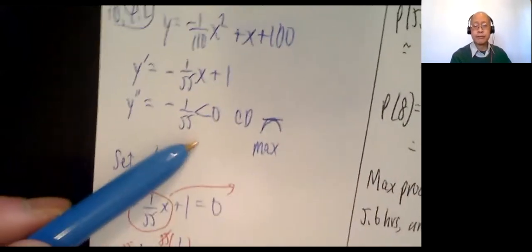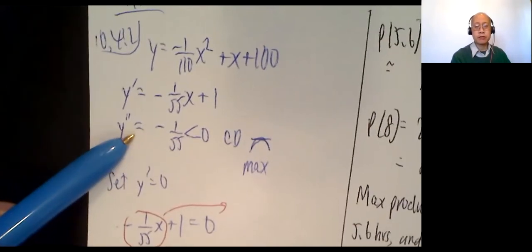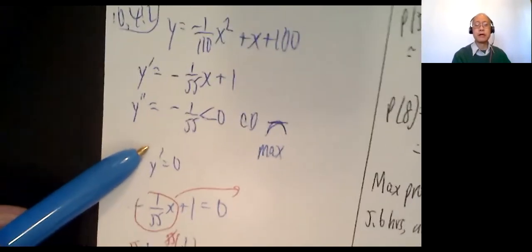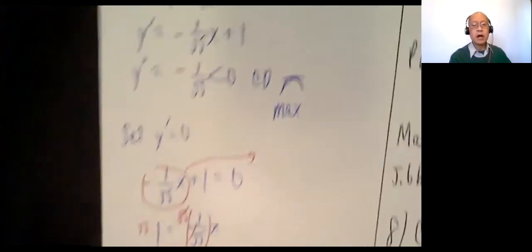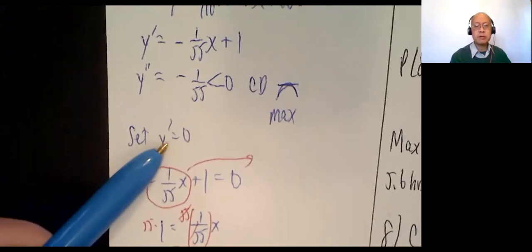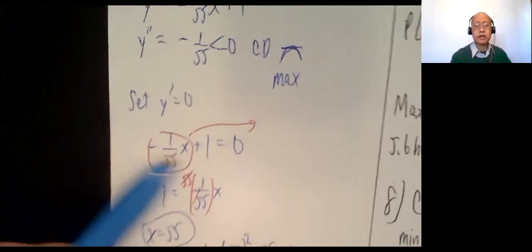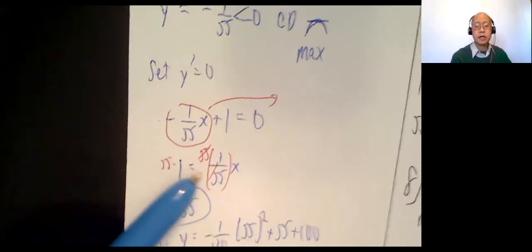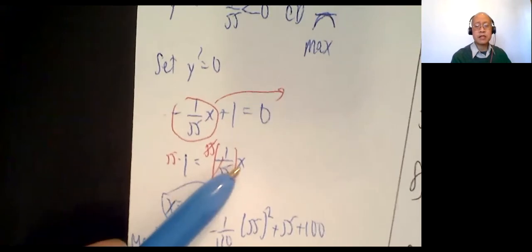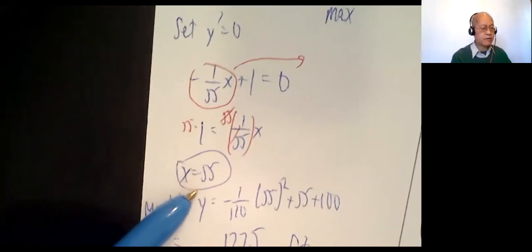But you're supposed to prove it. The way you would prove it for these word problems quite often is to do the second derivative, although you could still do the first derivative test if the second derivative is too difficult. Okay, I think one of the problems that we have later involves that. All right, set y prime equal to 0. So negative 1 over 55 x plus 1 equals 0. Move this over to the other side. So 1 equals 1 over 55 x. Multiply both sides by 55. So x equals 55.